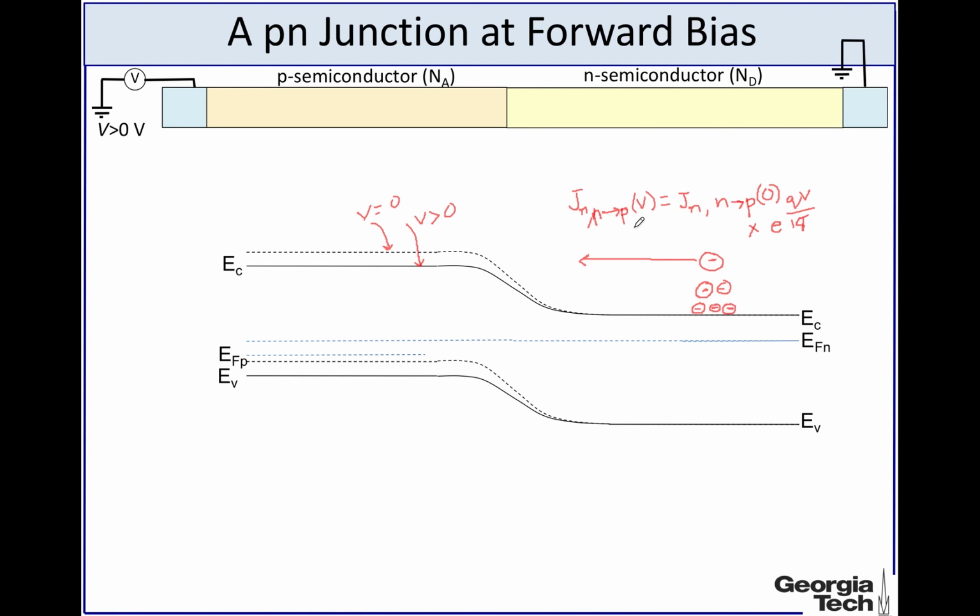All right, but now what happens to the current that was due to electrons flowing from the p side to the n side? What is interesting is that this current actually does not change that much. So this current remains the same. So Jn, where the electrons are flowing from the p side to the n side at the voltage V, is almost equal to Jn from p to n at V equals 0.